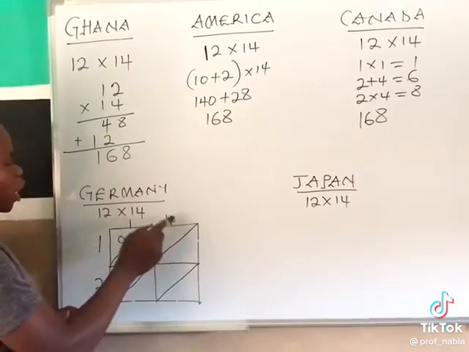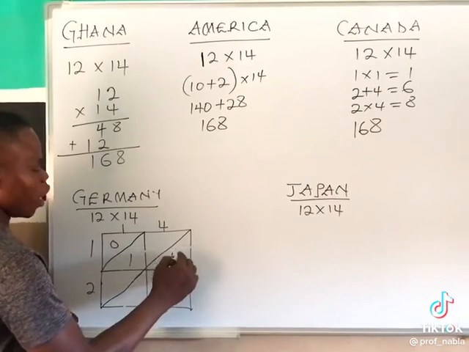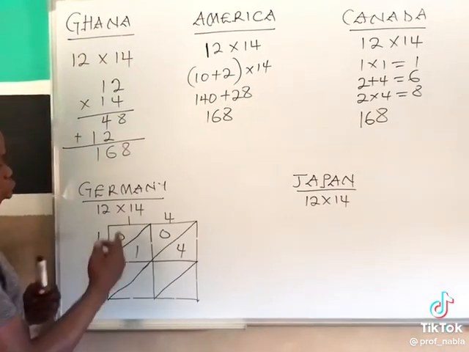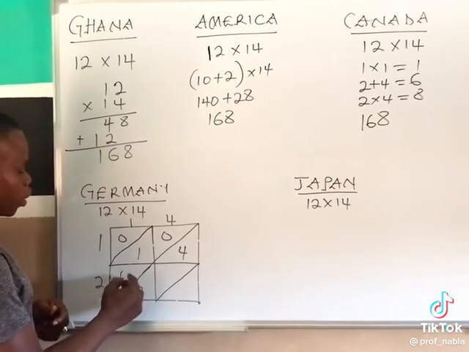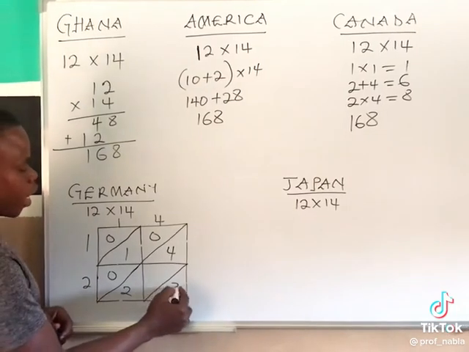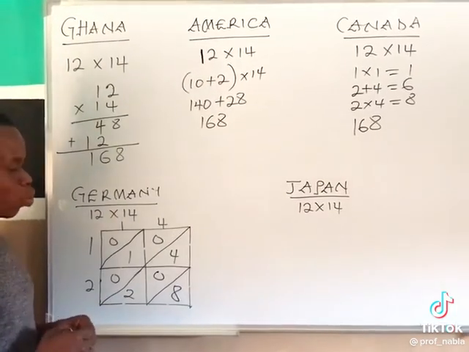Then this place, 1 times 4, that is 4. Then I'll write 4 here, 0 here. After that, I'll come and take 2. 2 times 1 is 2. So I'll write 2 and 0, because there's no tens digit. Then 2 times 4, which is 8. Then I'll write 8 and 0. Still, there's no tens digit.